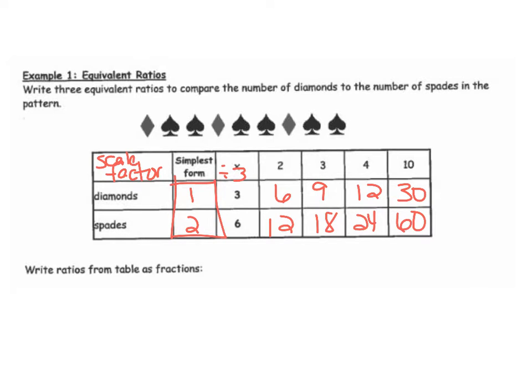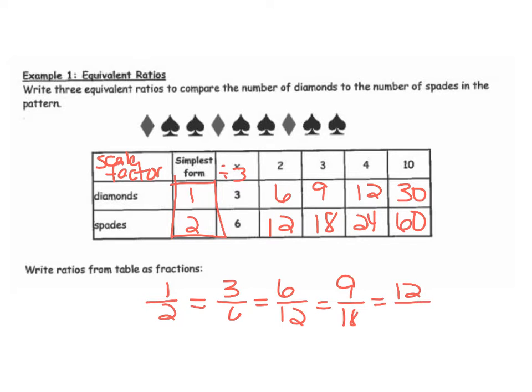And that's what we mean with equivalent ratios. They have the same relationship. So write ratios from a table as a fraction. So we're going to go ahead and do 1/2 is the same as 3/6, which is the same as 6/12, which is the same as 9/18, which is the same as 12/24, which is the same as 30/60. So all of those are equivalent ratios. So make sure you write all of them on your notes page.